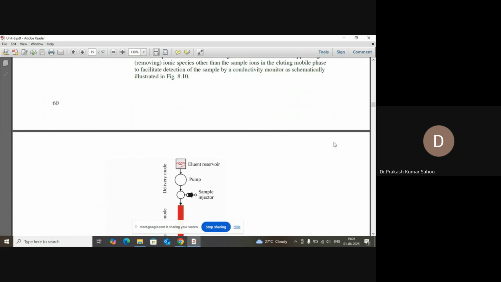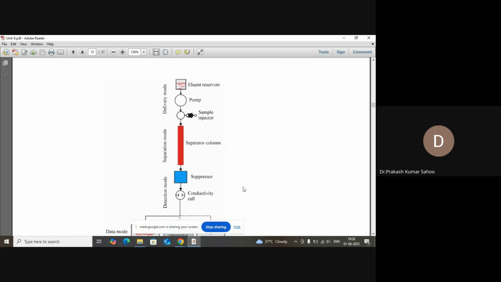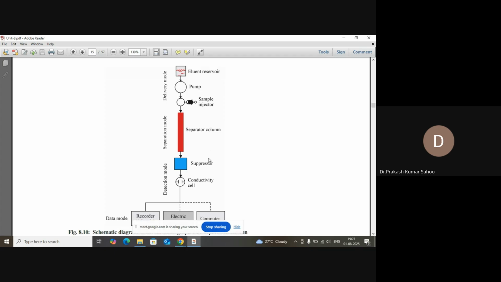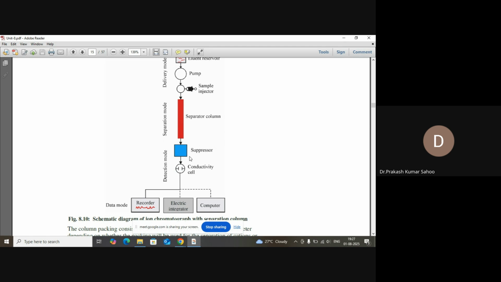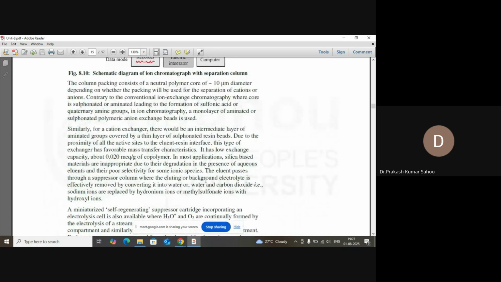In ion chromatography, it is the same. We have the ion, and when the sample is injected, it is passed through the column. This is the eluent or solvent reservoir. This is the pump. Sample is injected and passed through this column. Then there is a detector, followed by the suppressor, where the ions get generated, and the conductivity cell detects the formation of ions, and according to the electrical signal, the detector detects the different components.